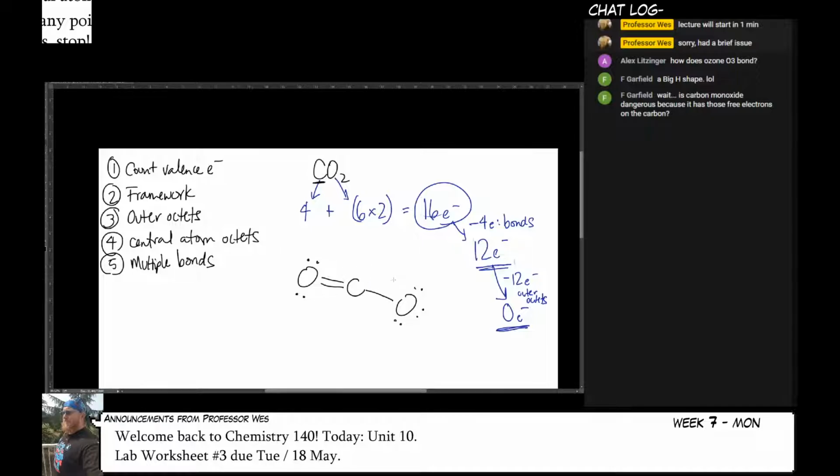So you're probably thinking, oh, okay, well, I'll just make another bond. And the answer is, yeah, you absolutely do that. We'll do it on the other side just to make it symmetrical. I did it in the wrong color. Not that it matters. There we go.